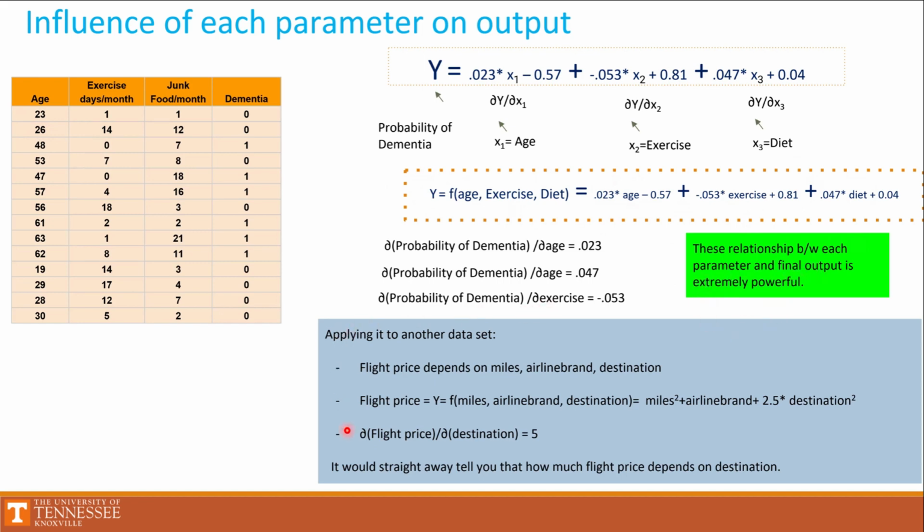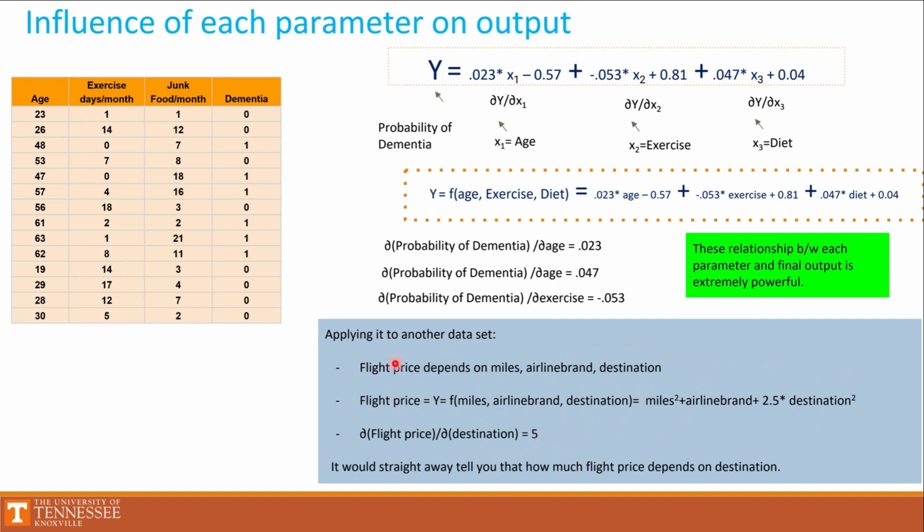Now see, I have applied the same thing to another data set where you have a flight price that depends on miles. It also depends on airline brand. It also depends on destination. Now this flight price would be a function of all these three parameters for sure. And if this is the final relationship you have in your neuron, just as a hypothetical example, then the flight price is simply equal to 5 by taking your partial derivative.